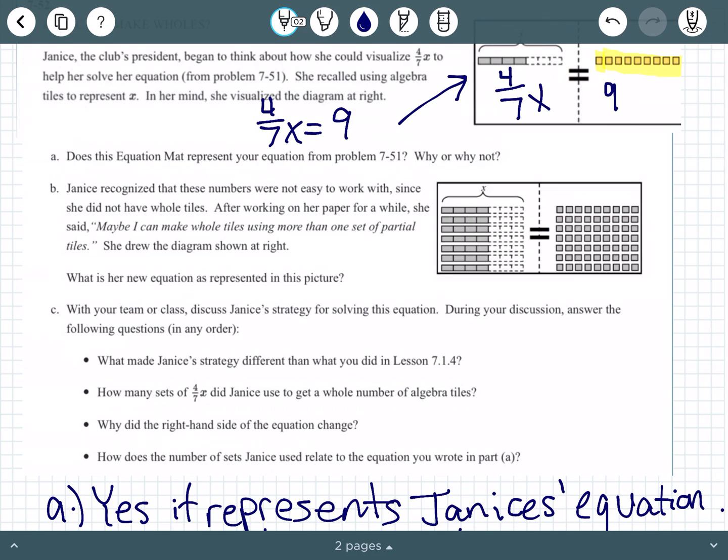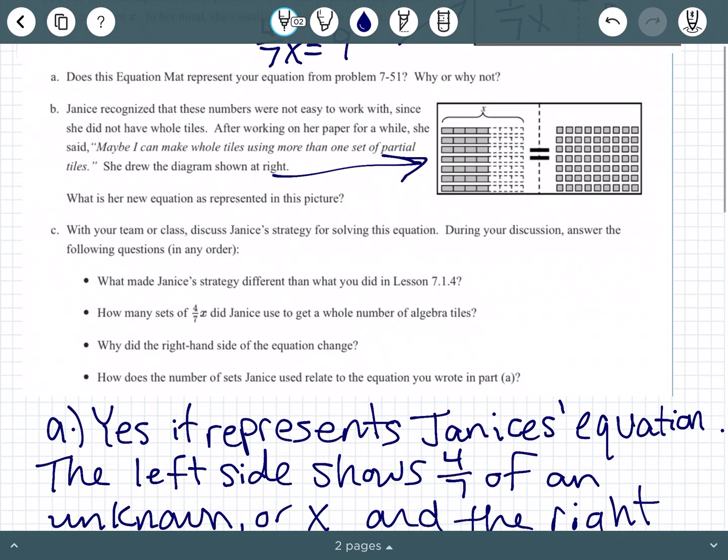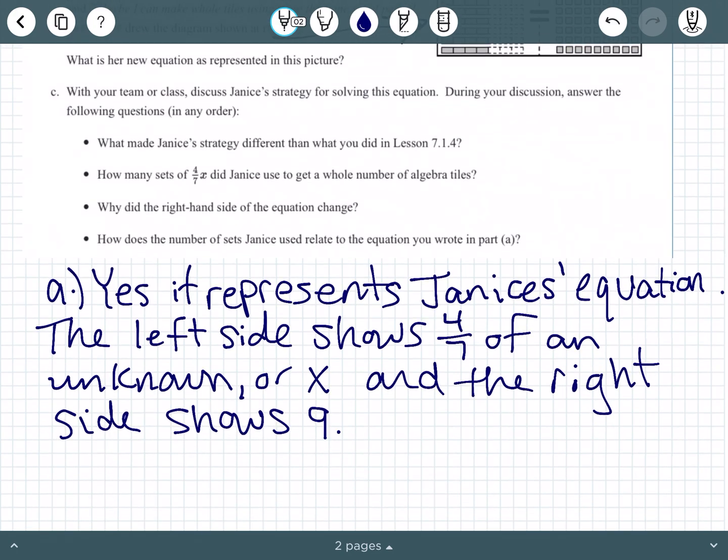Janice recognized that these numbers were not easy to work with since she did not have whole tiles. After working on her paper for a while, she said, maybe I can make whole tiles using more than one set of partial tiles. She drew the diagram at right. What is her new equation as represented in this picture? Okay, I am going to erase what we have for A now so I can make room for B.